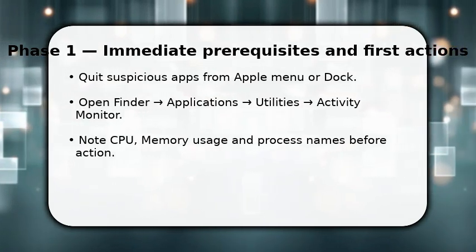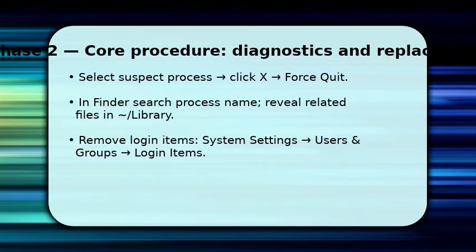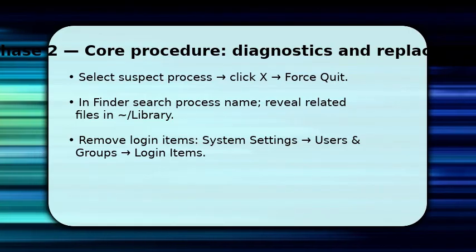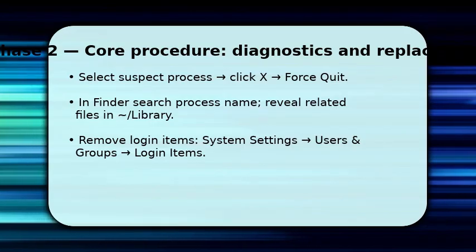You force quit the malicious process immediately to stop notifications. Then in Finder, search the process name and reveal files in ~/Library and /Library. Those often store launch agents or helpers. Delete matching .plist files from LaunchAgents and LaunchDaemons and empty the trash.